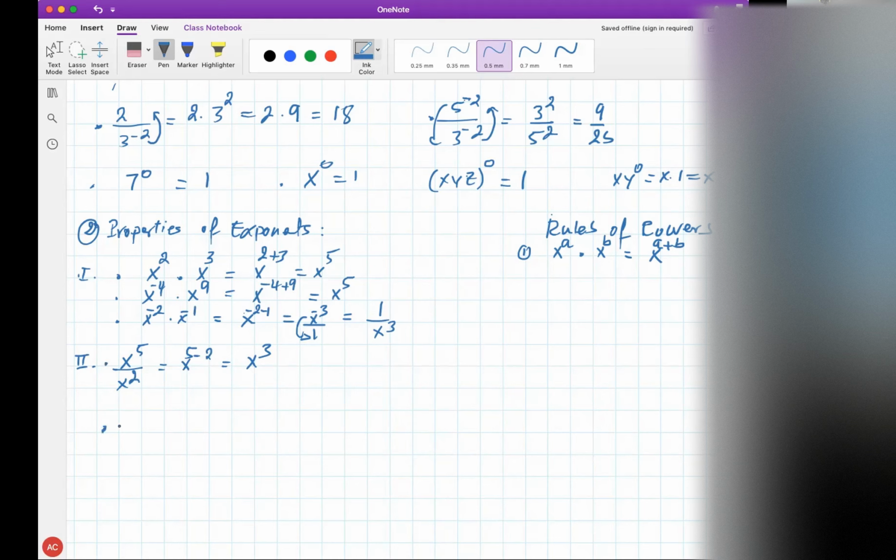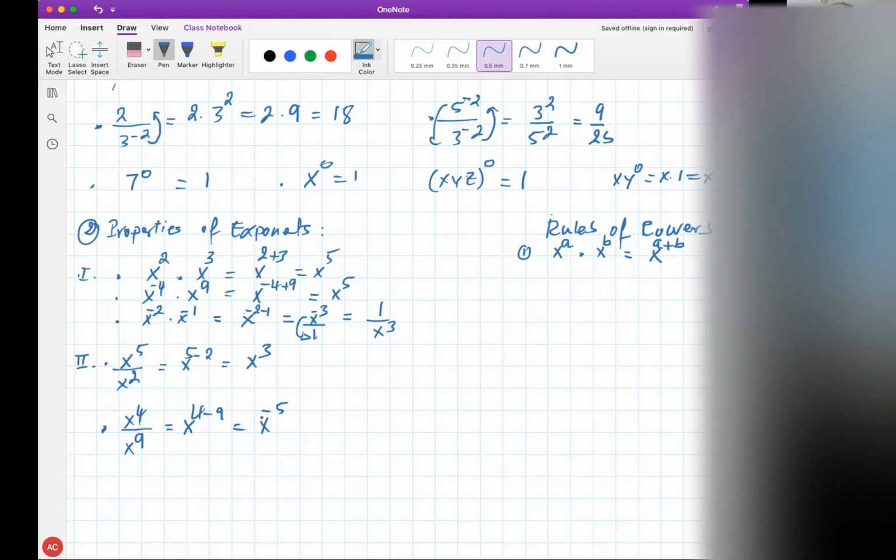Here's another one. Let's say you have x to the power 4 over x to the power 9. What is this equal to? What do we do here? Power 4 minus 9, and that would be minus 5. That's right. So this, take away this. So 4, take away 9, which is -5. Always subtract in this order, not the other way around. The top minus the bottom.